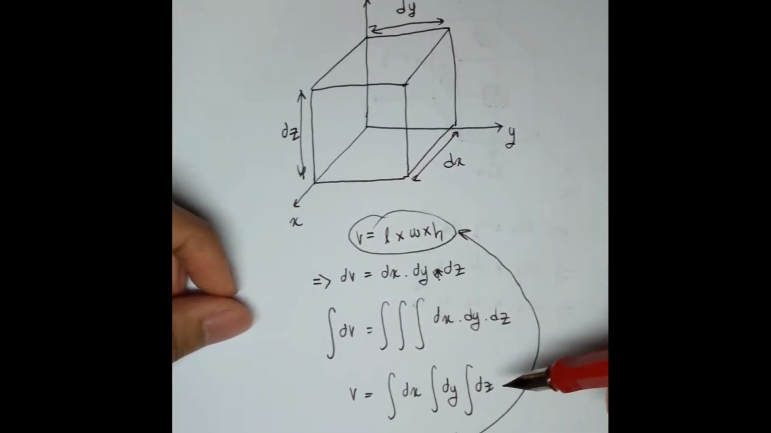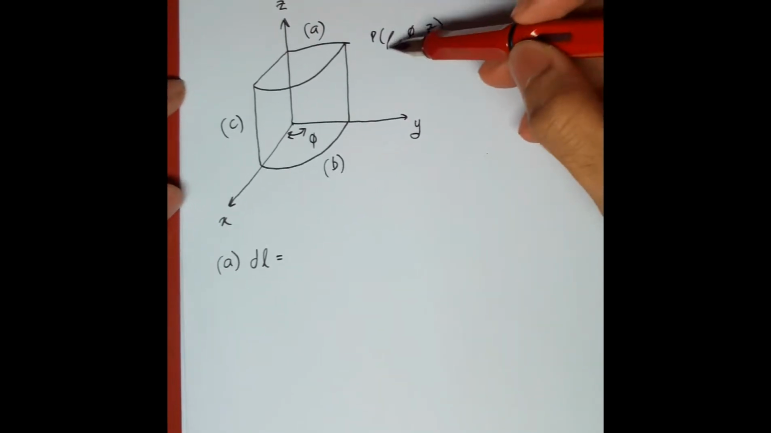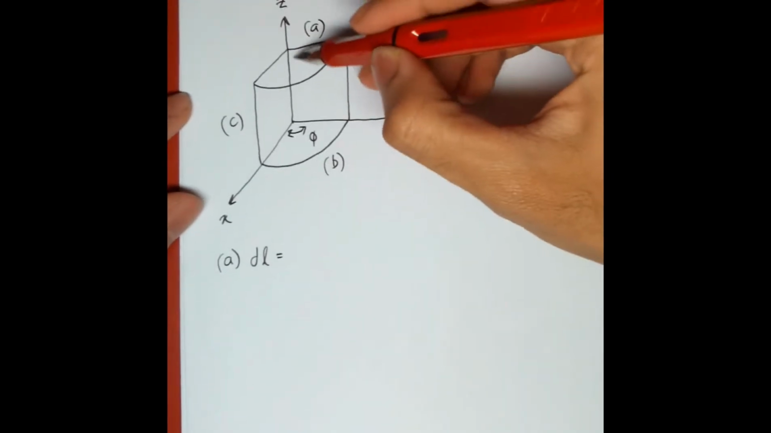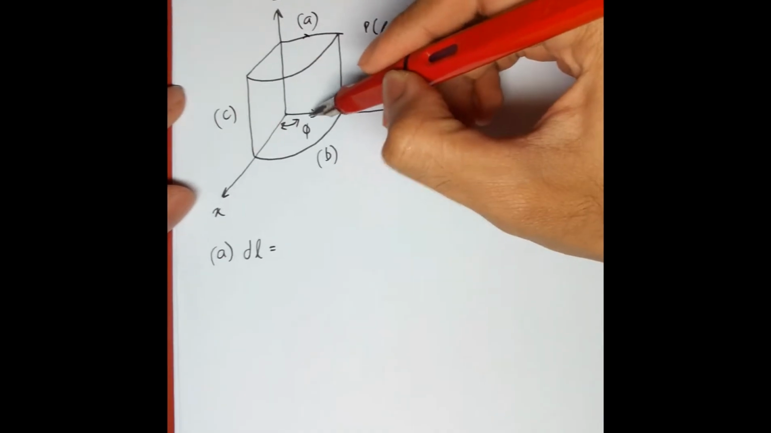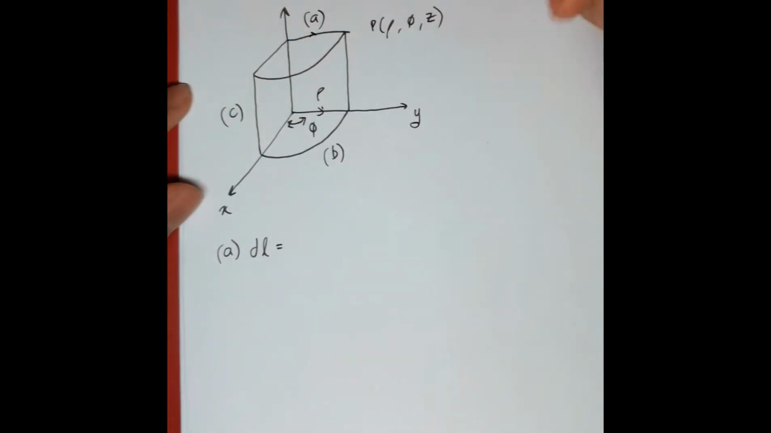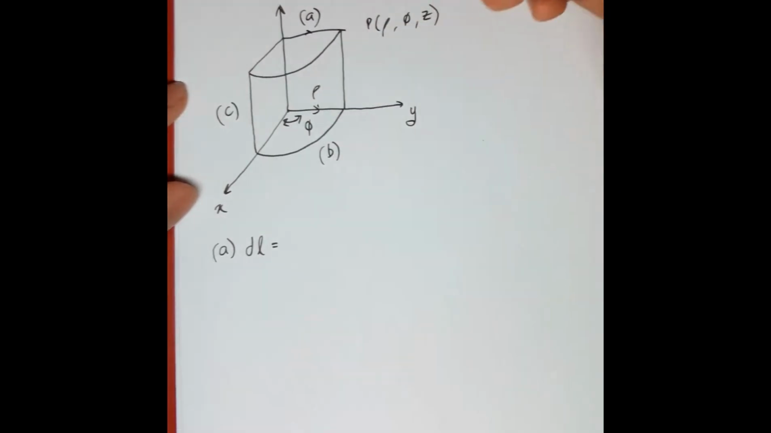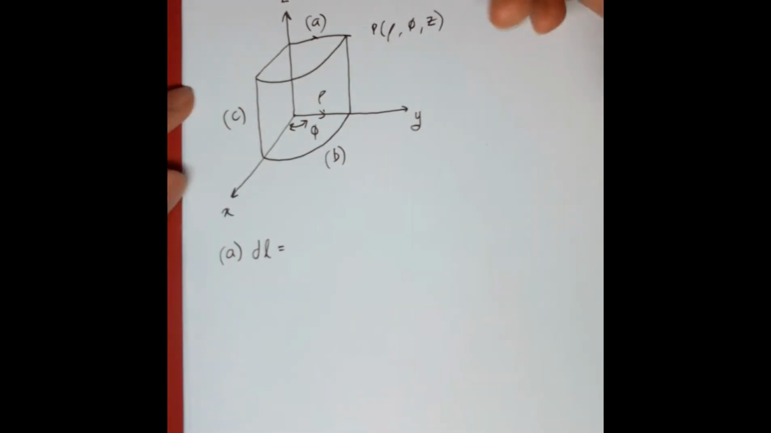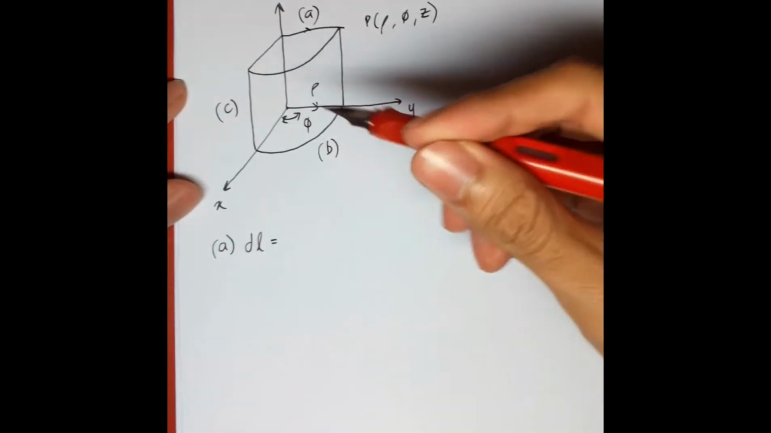Next, we'll cover the cylindrical coordinates. For the cylindrical coordinates, the points we are using are rho, phi, and z. The rho represents the radius of the cylinder, which is here. The phi represents the azimuth angle of the cylinder, and z represents the height. Now that's done, we should move on to differential length.